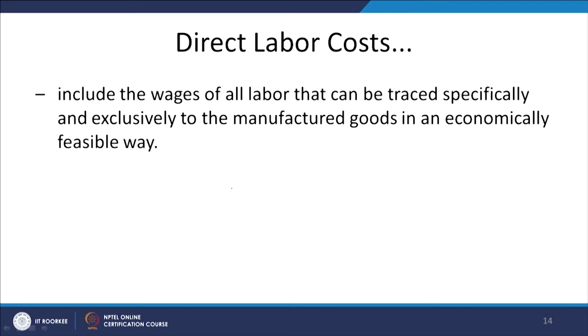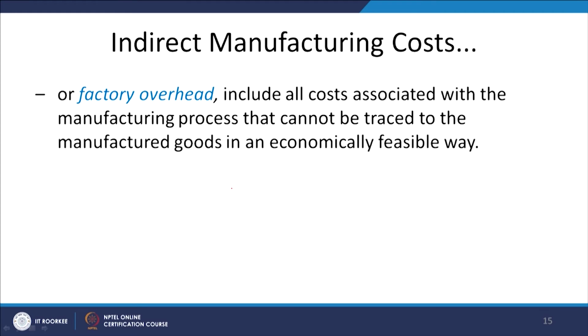Direct material we know, which is easily identifiable for the products. Direct labor we know, which includes the wages of all the labor that can be traced specifically and exclusively to the manufactured goods in an economically feasible way. Then indirect manufacturing cost or factory overheads include all costs associated with the manufacturing process that cannot be traced to the manufactured goods in an economically feasible way.